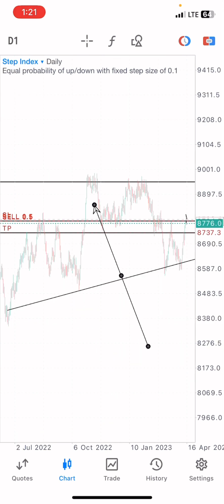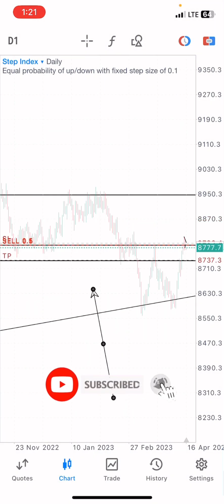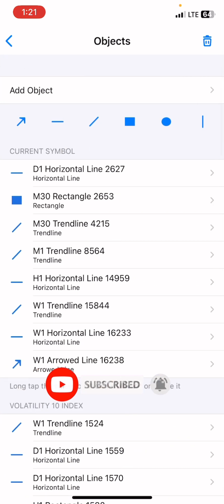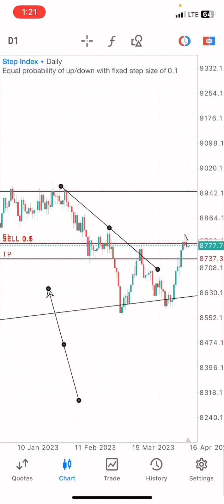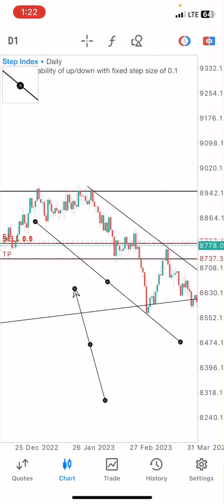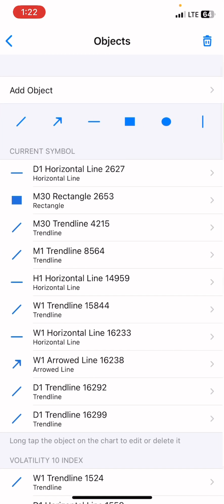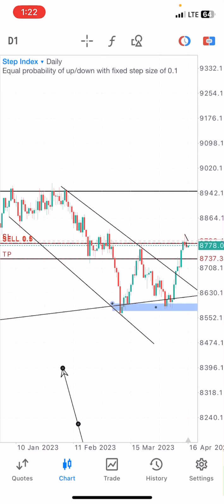So let's go to the daily time frame. On the daily time frame, you can see step index has been creating lower highs and lower lows. It's not really a perfect trend on the daily time frame, but you all can see how step index has been moving, creating lower highs and lower lows. You can see the low here, the high, the low, the high, the low, the high, and at this point step index failed to create a new low, but instead created an equal low. So this is a level to take note of.